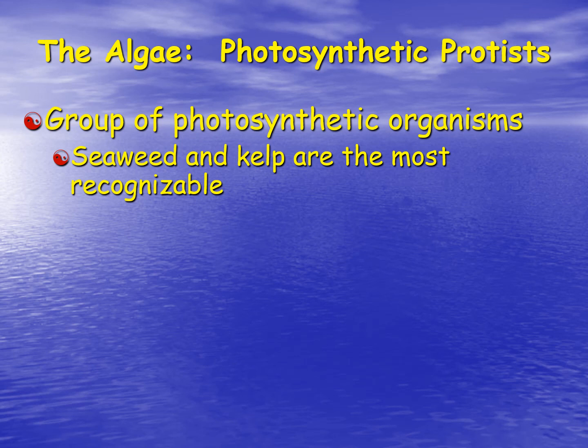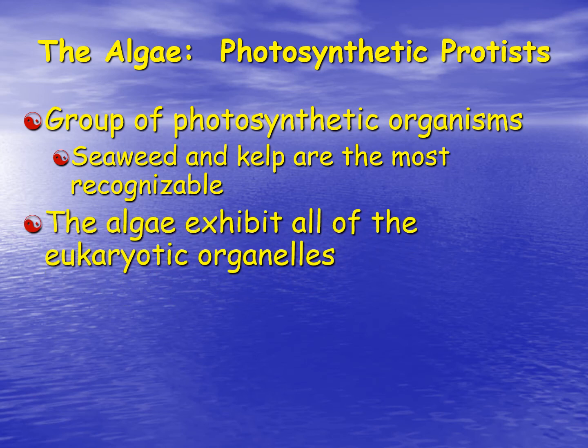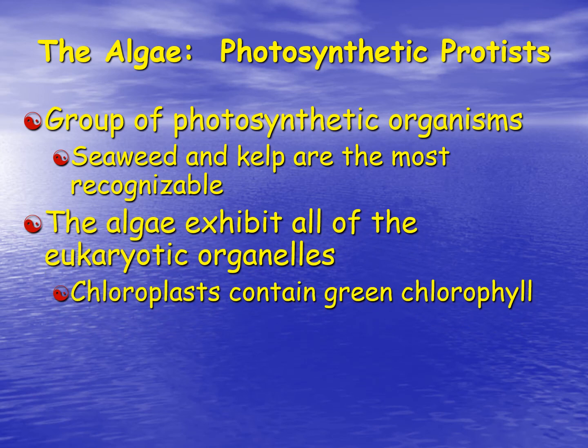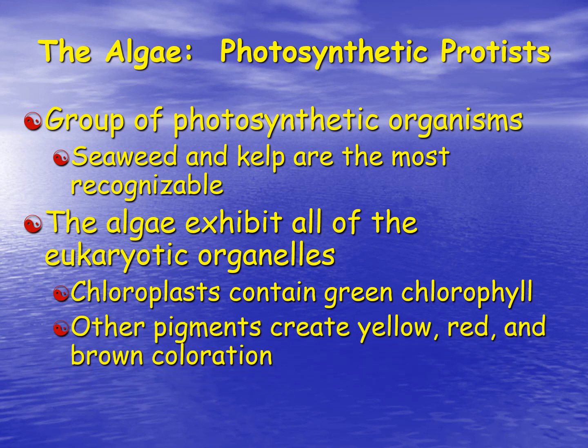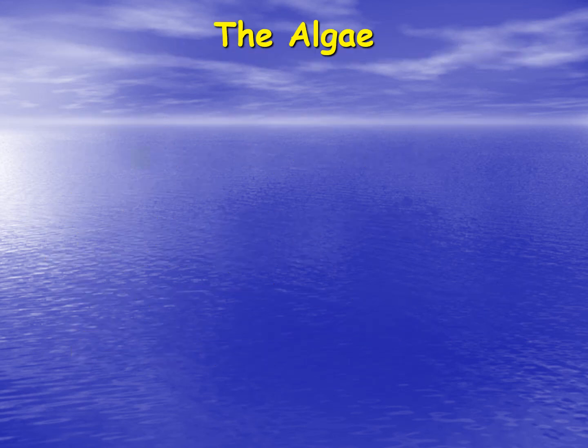Seaweed and kelp are the most common recognizable algae because they are actually macroscopic. The algae exhibit all of the eukaryotic organelles, but they also have chloroplasts with green chlorophyll, and they can have other pigments that create yellow, red, and brown colorations.